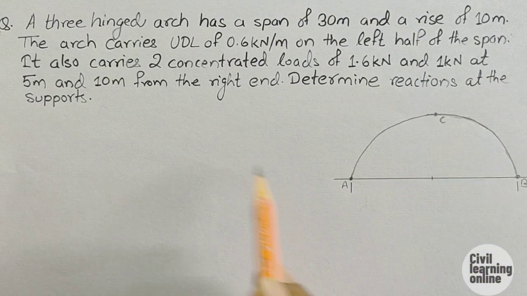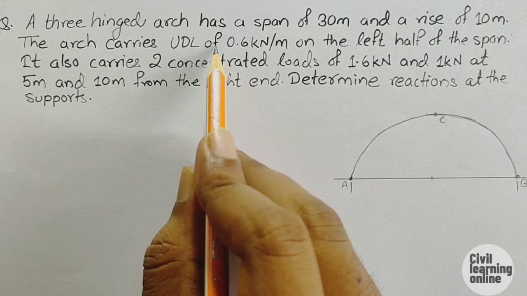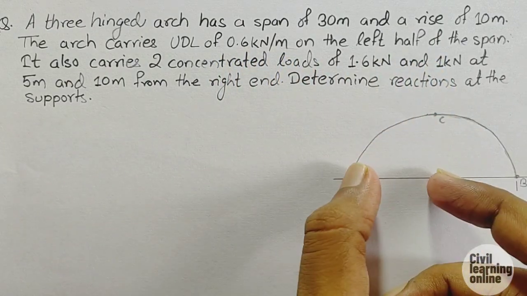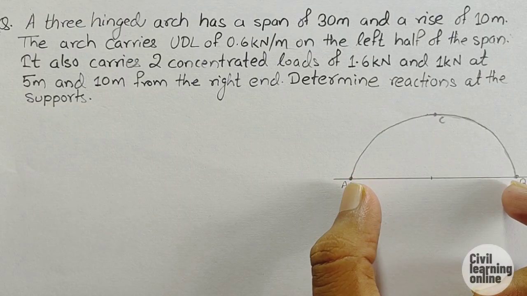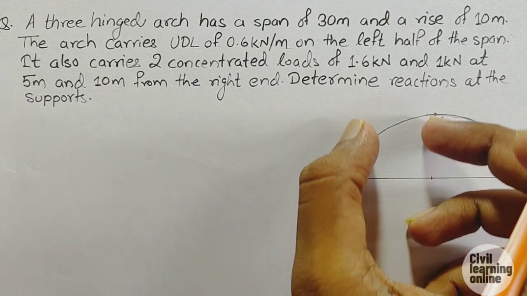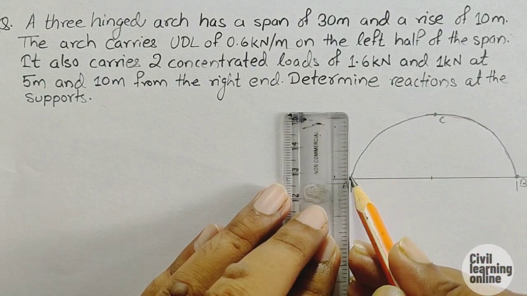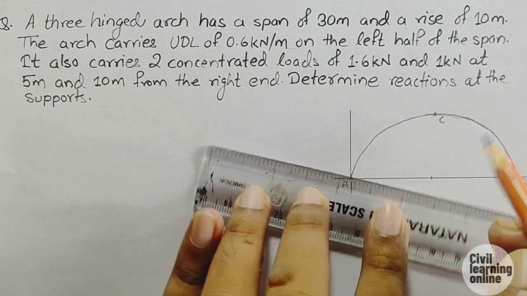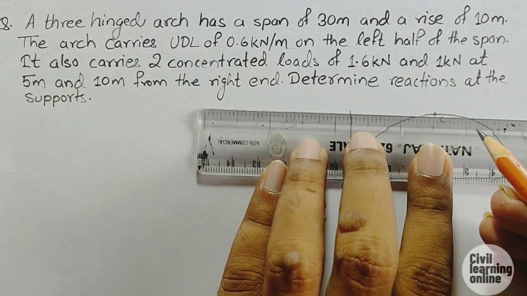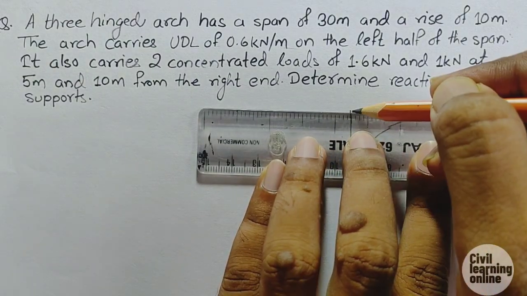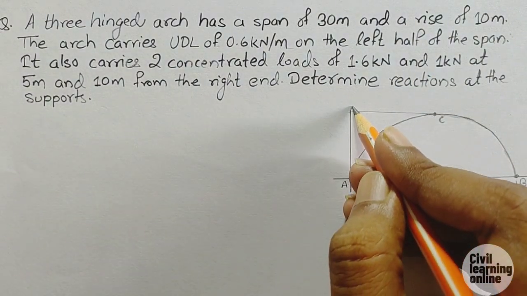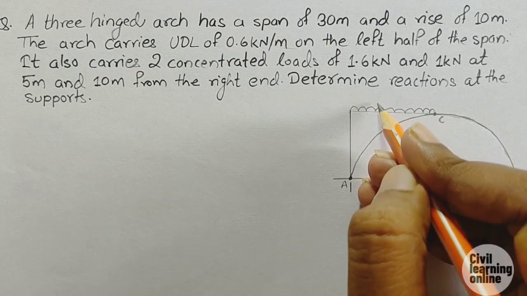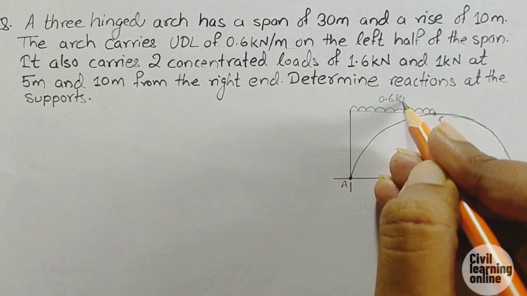Now what the question says, the arch carries a UDL of 0.6 kN per meter on the left half of the span. This is our left half. The total span is this much, and the left half of the span is loaded with a UDL of 0.6 kN per meter. So let us draw it. This is going to be our UDL on the left half of the span, which is 0.6 kN per meter.